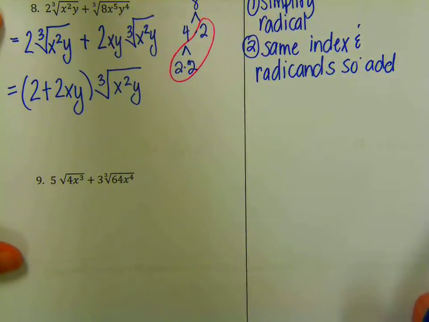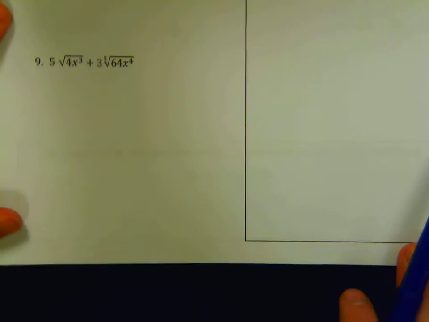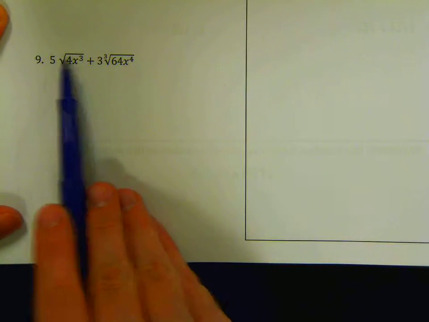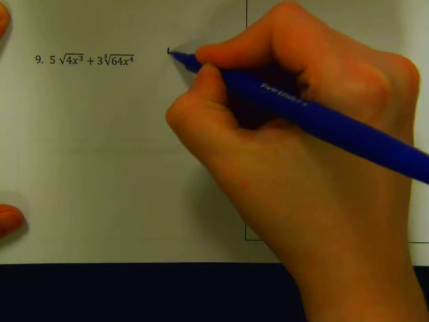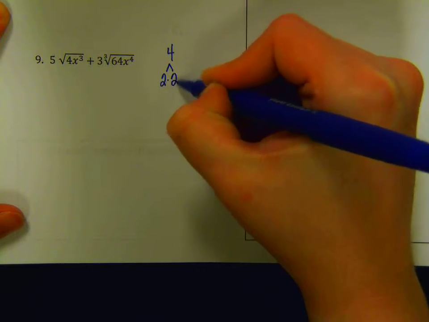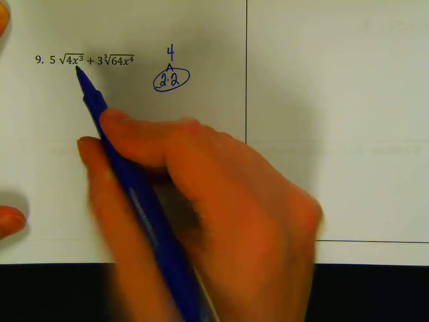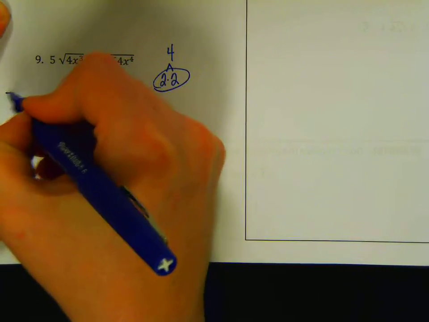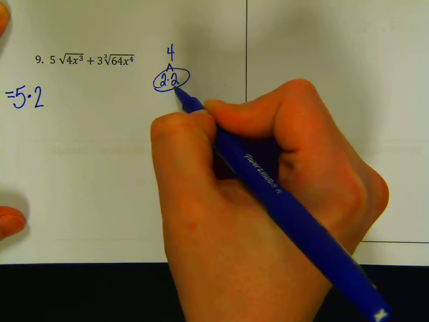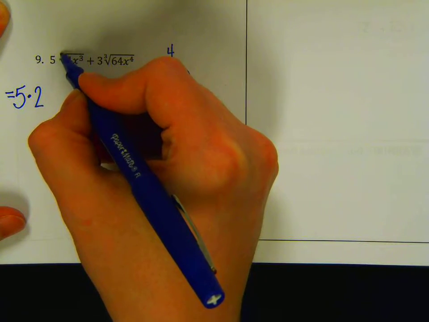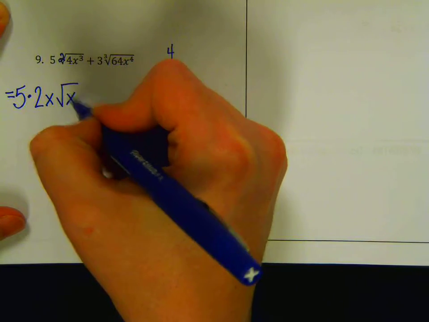Okay, let's move ahead to number 9. Same concepts. I have an index of 2 over here, an index of 3, but let's go ahead and try and simplify. So 4, factor tree, 2 times 2. I was looking for groups of 2 because my index is 2. And then my x's can actually be simplified as well. So this answer will have 5 on the outside times 2 from over here. And then since my index is 2, how many times does 2 go into 3? Once, with 1 left over.